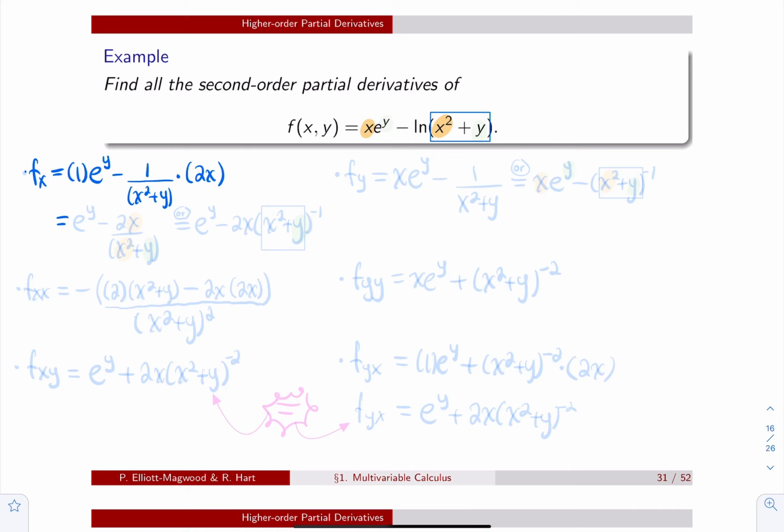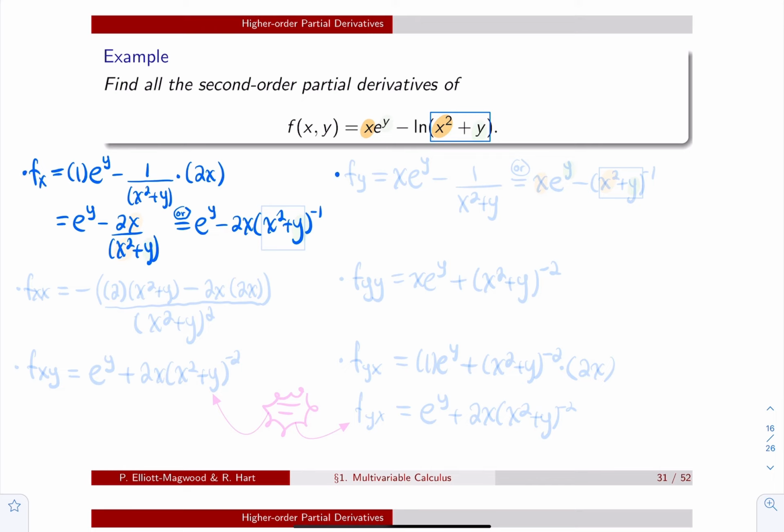I can simplify it if I want to. So the 1 will just be gone: e to the y minus 2x over x squared plus y. Actually, here I will also write this as e to the y minus 2x times x squared plus y to the power minus 1. Because I can foresee that I'm going to compute the derivative of this function with respect to y again, and I want to avoid the quotient rule, and with respect to y there's only one y at the denominator. You don't have to do this, but it helps, if you have more than one way to write the same answer. So that's for f of x.